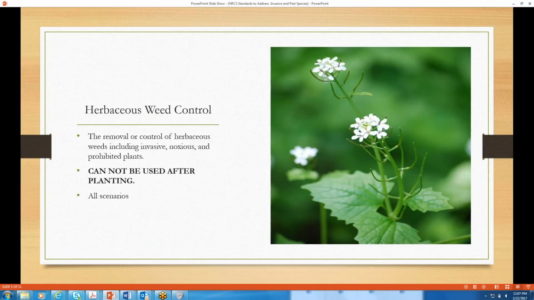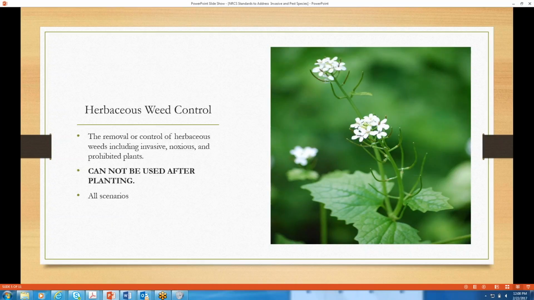The next one is fairly obvious and is more dealing with plant materials. So it's herbaceous weed control. It's the removal or control of herbaceous weeds, including invasive, noxious, and prohibited plants. This cannot be used after planting, after 6/12. Unfortunately, it is considered part of the O&M, and it is the producer's responsibility to follow through with the maintenance. And I believe for that herbaceous weed control, it would be for 5 years. So they would be responsible for following up with 5 years after planting.